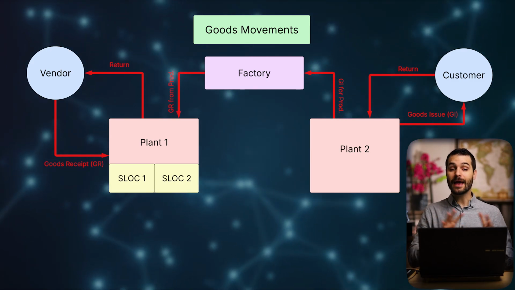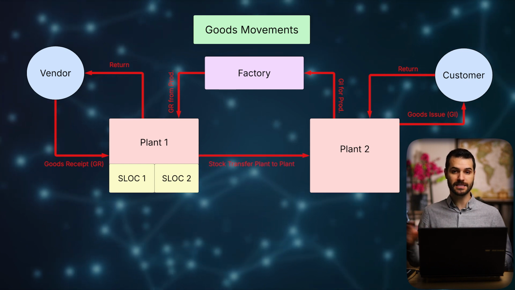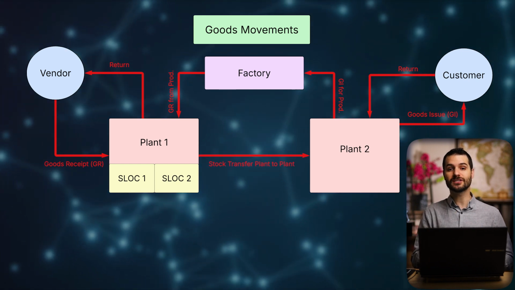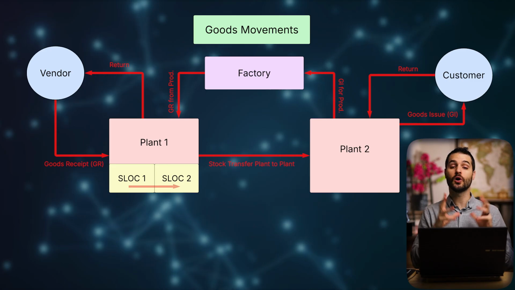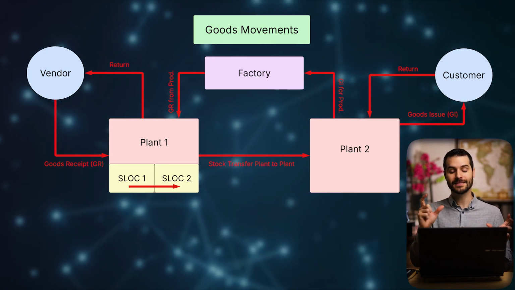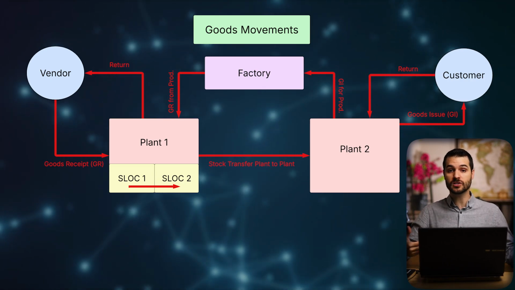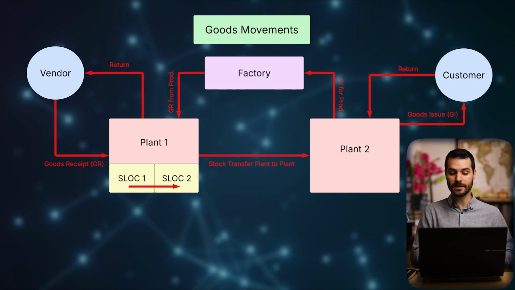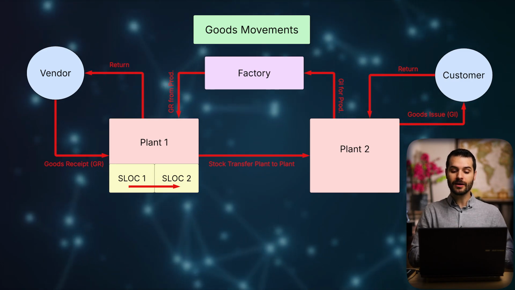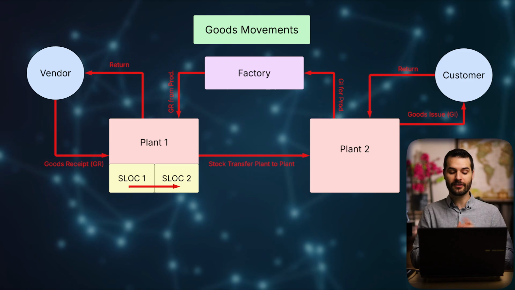We can also have a plant-to-plant goods transfer. So that would be a stock transfer plant-to-plant. And we can have a stock transfer from storage location to storage location within one plant. So I'm going to draw a little line over from S-loc 1 to S-loc 2. Those might be two different rooms. Those might be two different warehouses all on the same street. It totally depends.